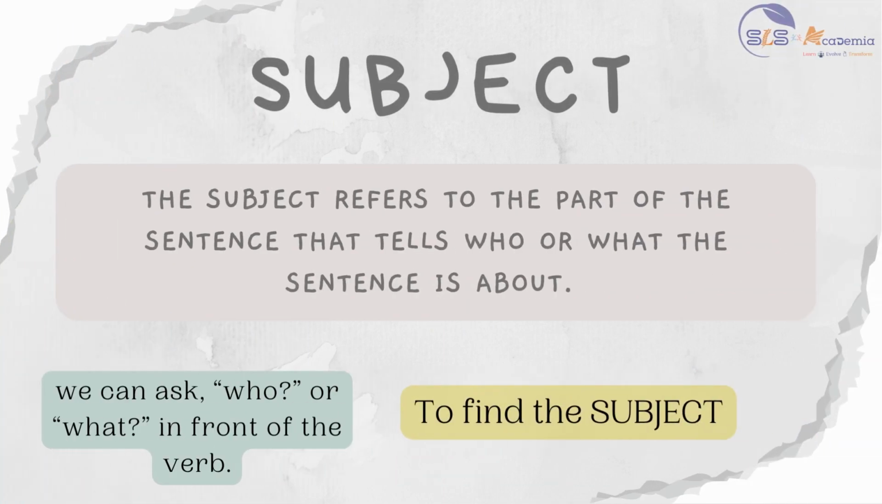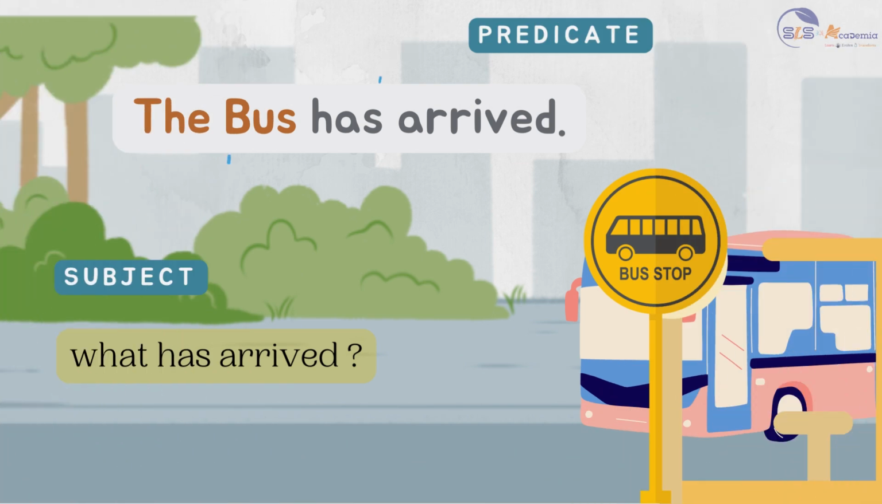The bus is the subject we are talking about, and here comes is the predicate. The subject refers to the part of the sentence that tells who or what the sentence is about. So to find the subject of a sentence, we can ask who or what in front of the verb. For example, in the sentence, the bus has arrived, we can ask the question, what has arrived? And the answer to that question is your subject.